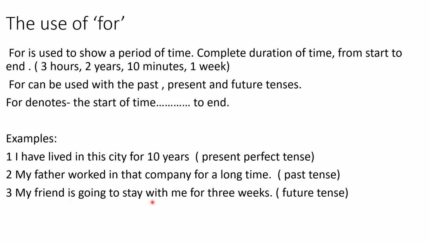My friend is going to stay with me for 3 weeks. 3 weeks. Complete duration of time. Not since 3 weeks. For 3 weeks. And future tense. My friend is going to stay. Future tense. So, for can be used with past, present and future tense. And always remember, for we use when we want to tell complete duration of time. Not the point of time, beginning of the time. No, complete duration of time.